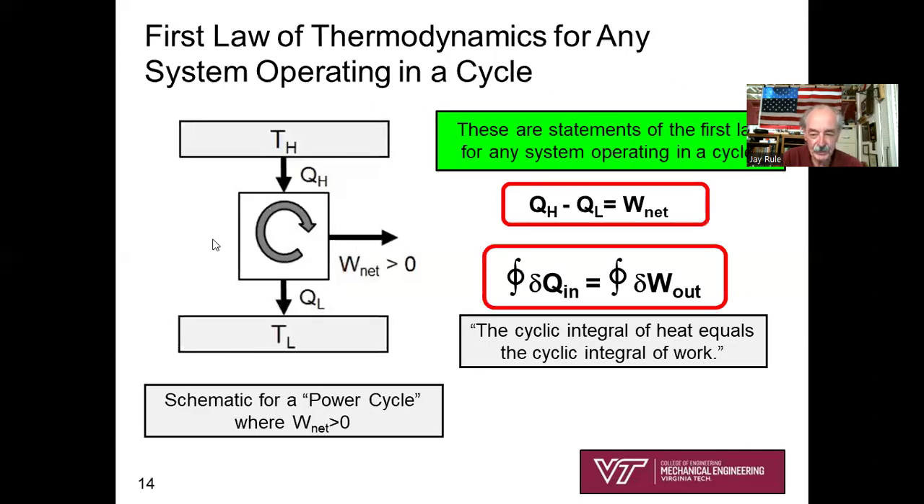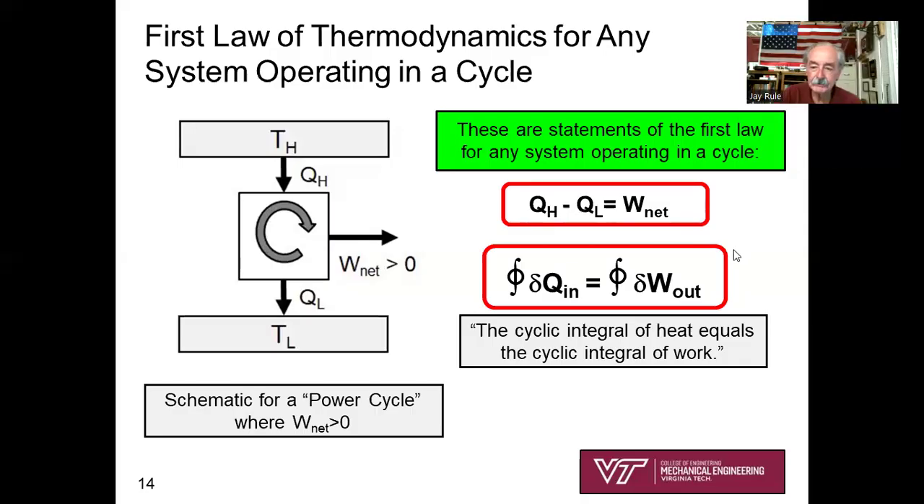If you can hang with me on that, then it turns out that little mathematical equation is a statement of the first law, an energy balance for a system operating in a cycle. See my green text box, statement of the first law for a system operating in a cycle, and there it is. Here is our functional description of the first law of thermodynamics for a system operating in a cycle: QH minus QL equals W net. Simple as that. Incredibly simple looking. Wow.